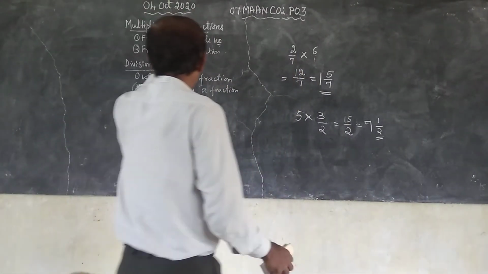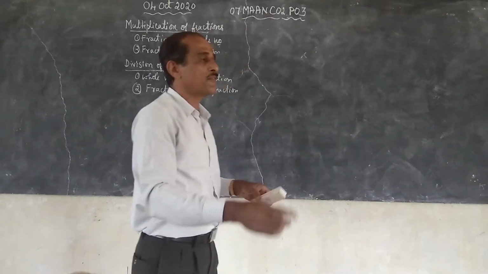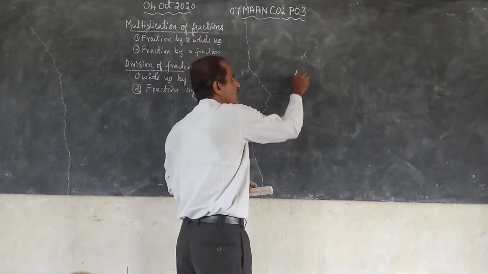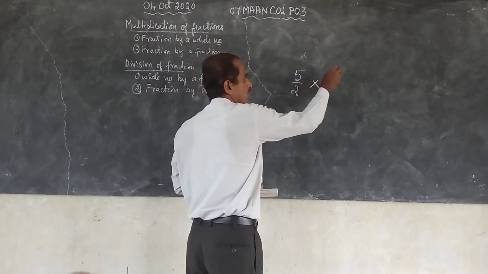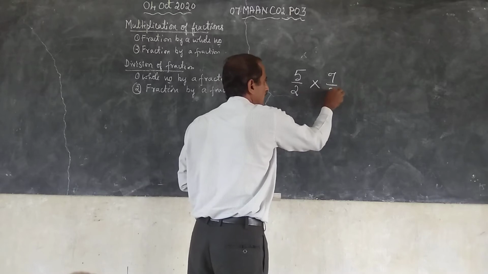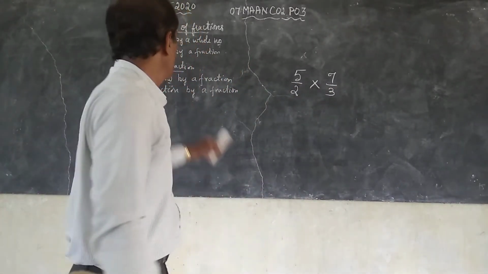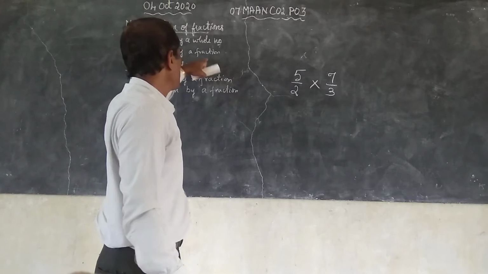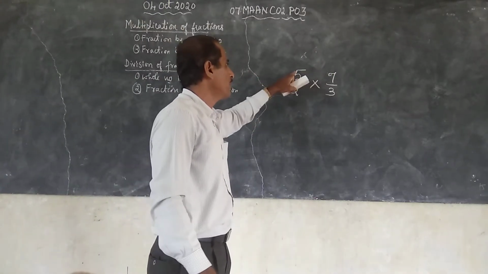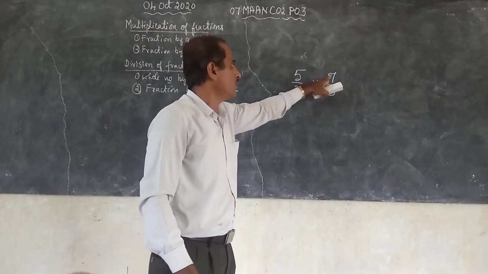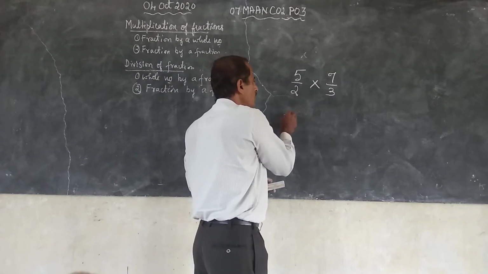Okay. Next, a fraction by another fraction. Let us consider a fraction as 5 by 2 and another fraction, say 7 by 3. What is the product of 5 by 2 into 7 by 3? See, multiplication of a fraction by another fraction. 5 by 2 is one fraction. 7 by 3 is another fraction. If you multiply this, what do you have to do?